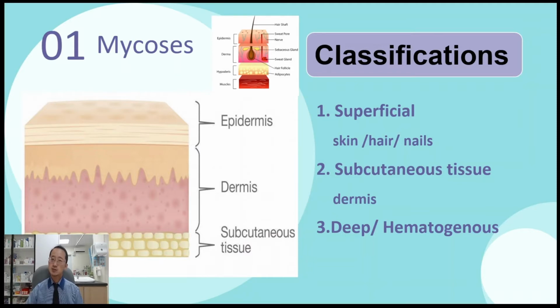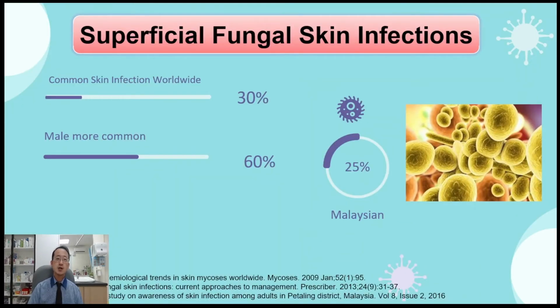We will talk more on superficial fungal infection, which involves the skin, the hair, and the nail. Superficial fungal skin infection is very common worldwide. It makes up at least 30% of skin infections worldwide. Males are more commonly affected, and in Malaysia it is at least 25% from research done by Balakrishnan.